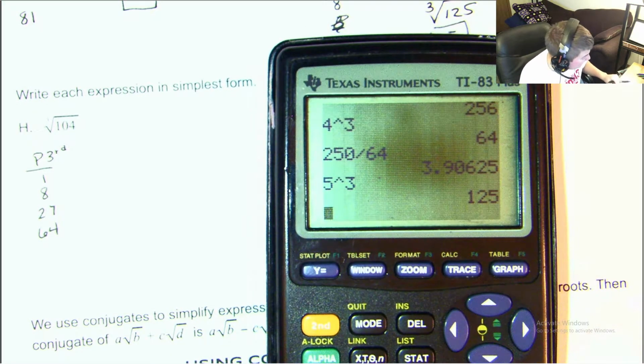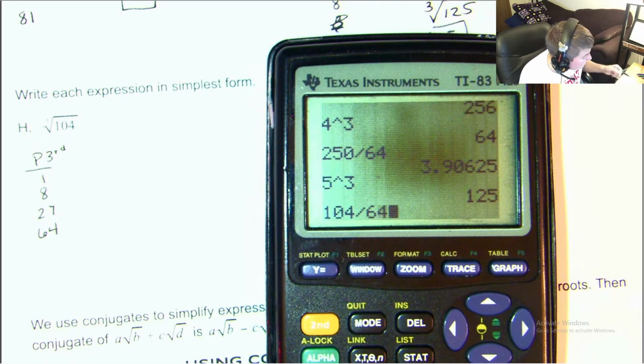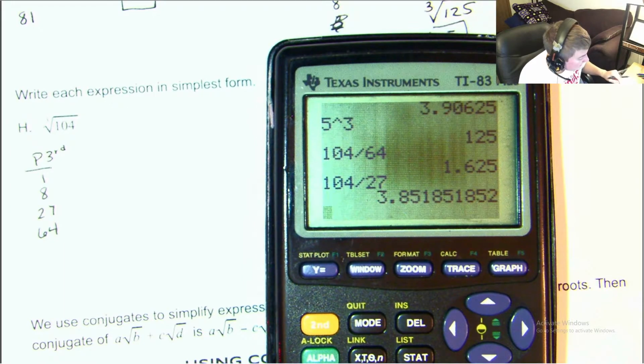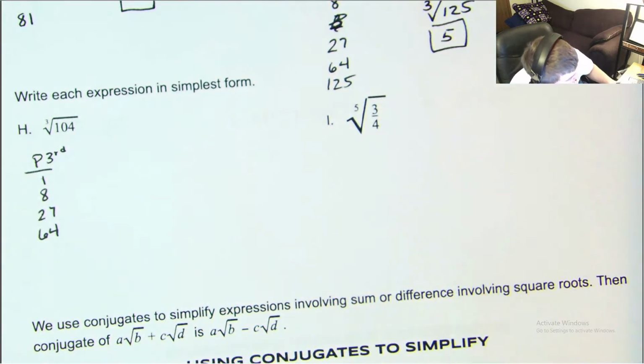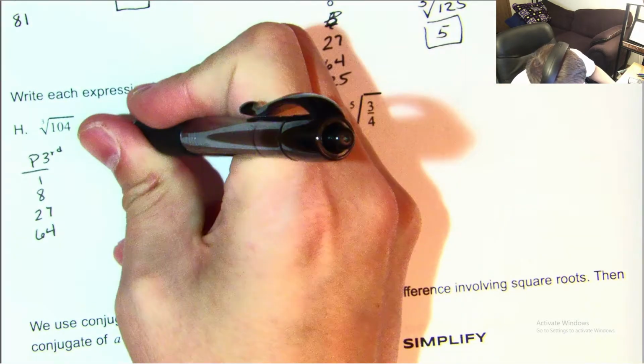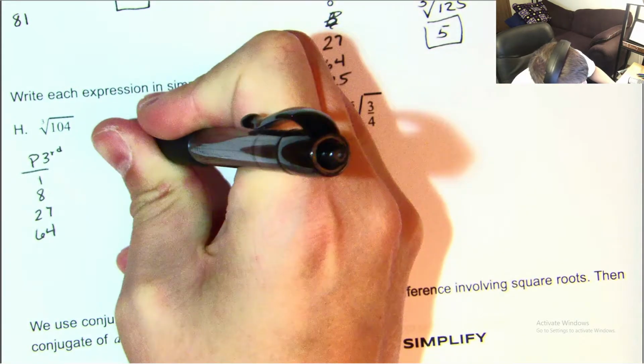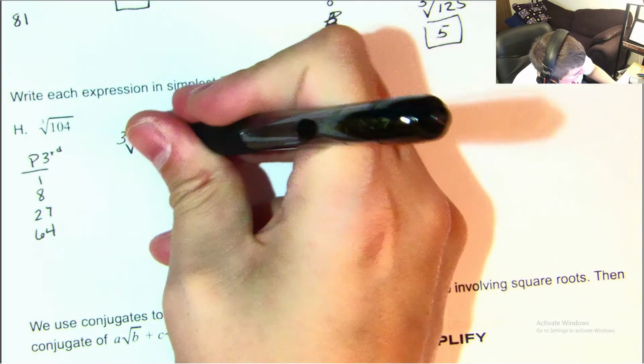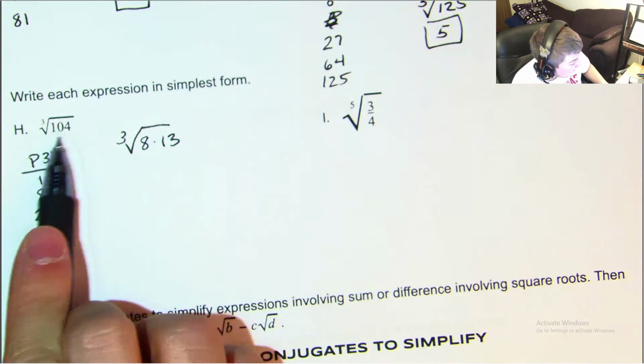So I'm going to take 104 and divide it by 64. That doesn't work, so I'm going to take 104 and divide it by 27. Okay, and then I'm going to take 104 and divide it by 8, and I get 13. So again, I can split this up into perfect cubes and non-perfect cubes. So we're going to go 8 times 13. 8 times 13 is 104.